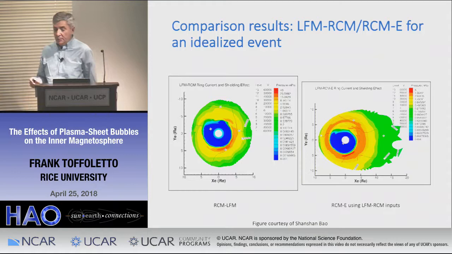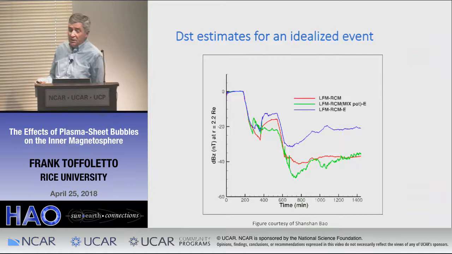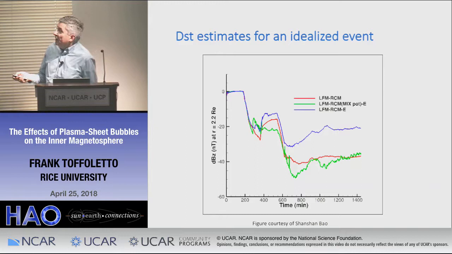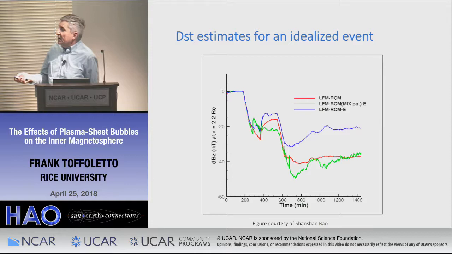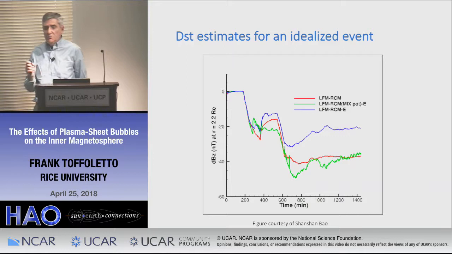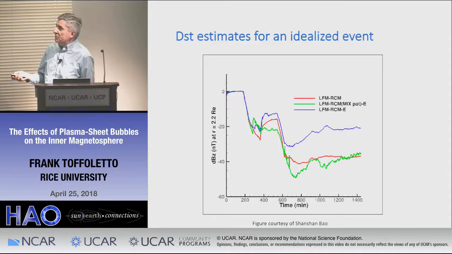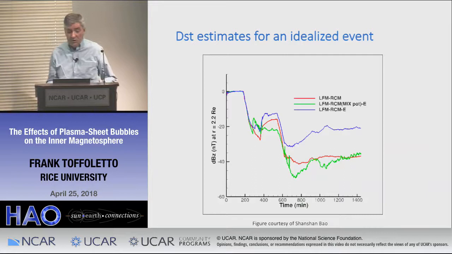Another measure of the differences between the codes is computing a quote-unquote Dst, for this simple idealized event, showing the RCM LFM, which is the red, and then the RCME, which is the blue, showing a much less enhanced ring current because of this finer fidelity in the electric field. The green curve is using RCME, but instead of having RCM compute the electric field, we use the electric field from the MHD code, but we use the RCM magnetic field. And this basically illustrates that the big difference between these two is the electric field model, which can play a big role in how big the ring current forms and how big a ring current injection you get in the system.